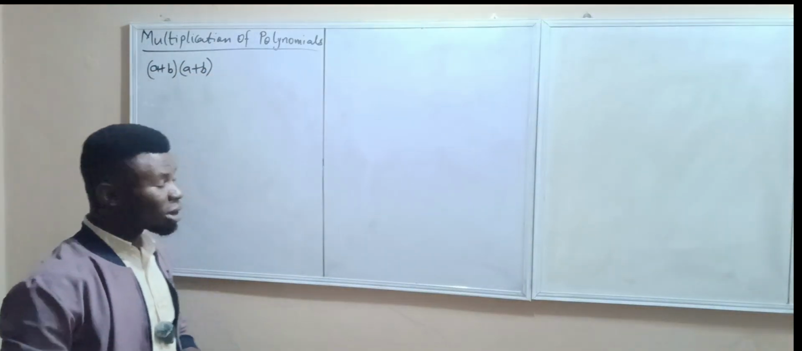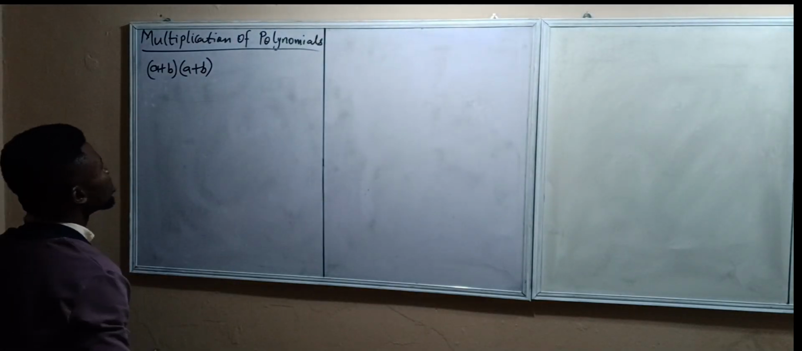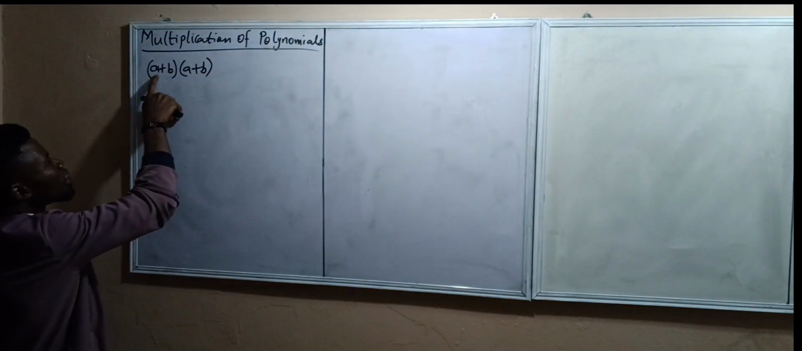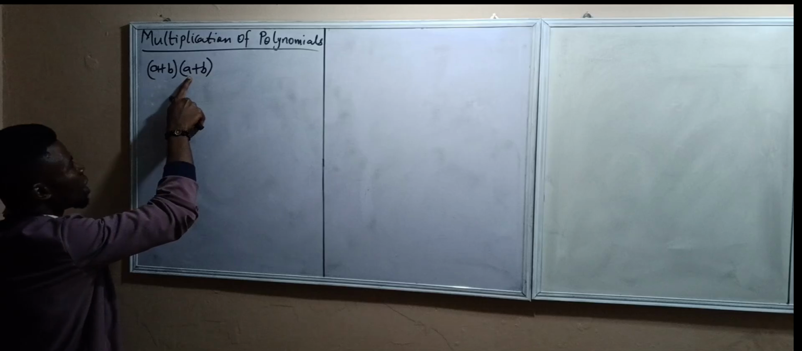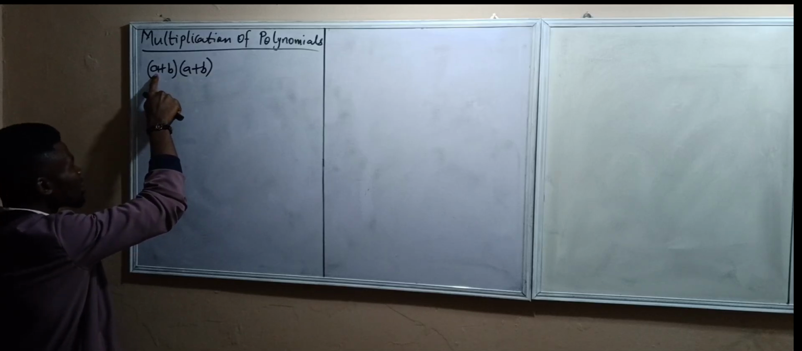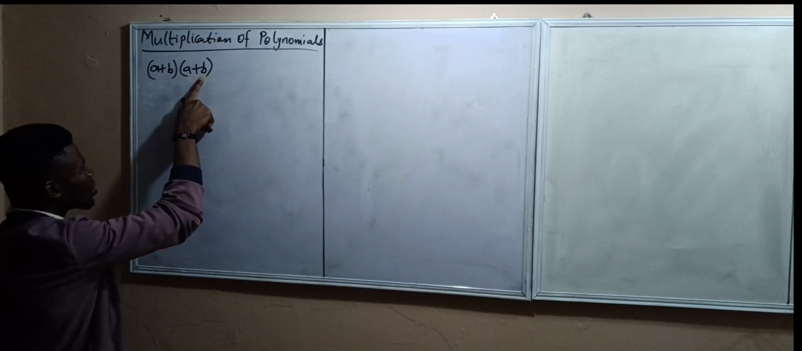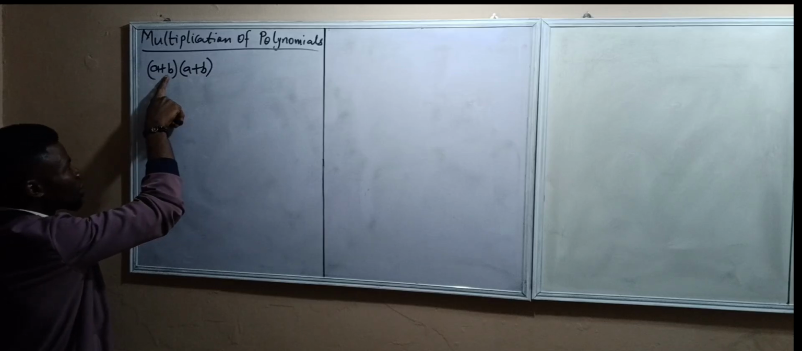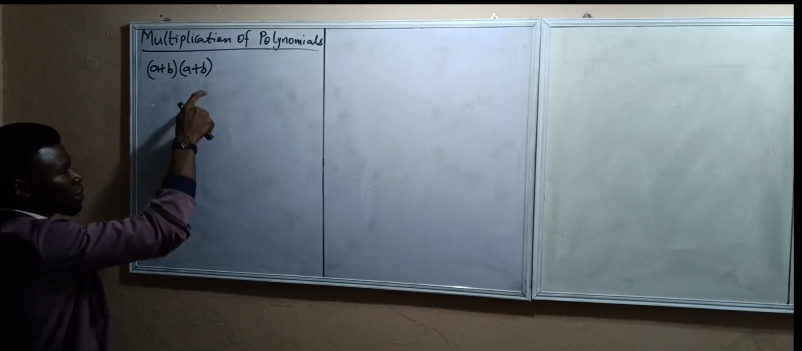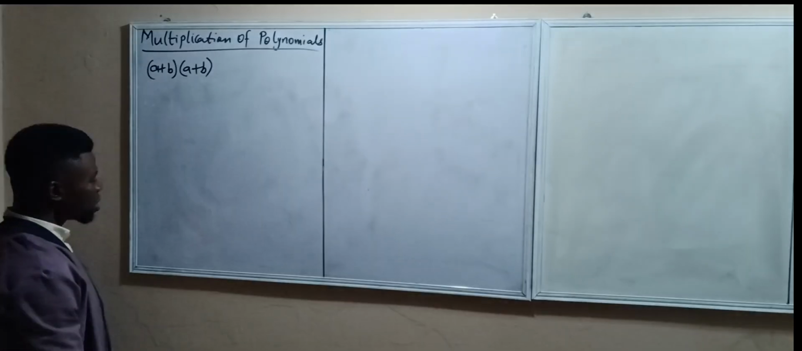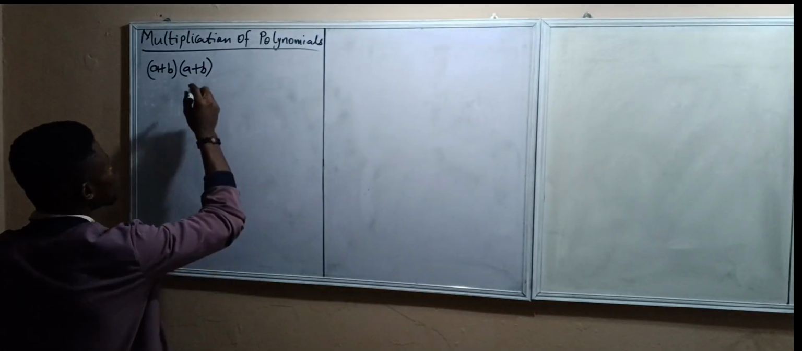Now, to multiply this polynomial, use the first term to multiply this. Still use that first term to multiply this second one. And then come back, use this one to multiply this, and use this one to multiply this. You get it? Now let's do it.